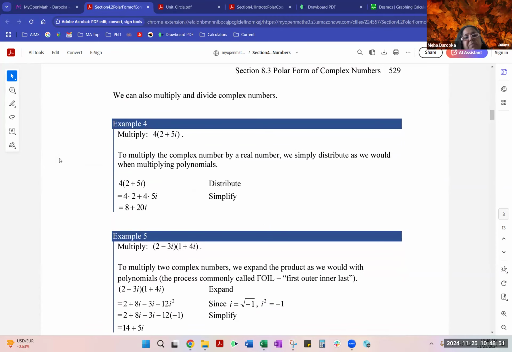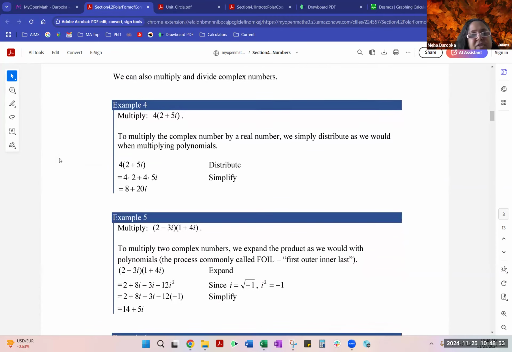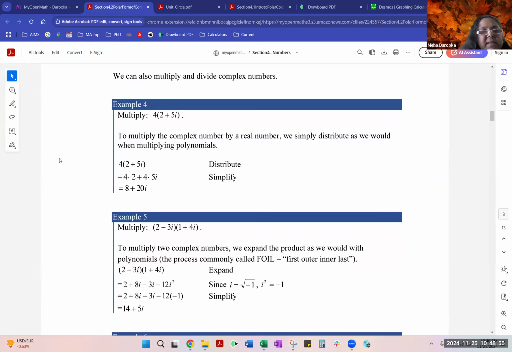Now we're getting into some other basic operations. You can see we're now doing multiplication and division. As you can imagine, same thing as we did with algebra, you will distribute that 4 inside the parentheses. As you can see, 4 times 2 will give us 8. 4 times 5i, 4 times 5 is of course 20, so that will end up becoming 20i. So just use the distribution property to figure that one out.